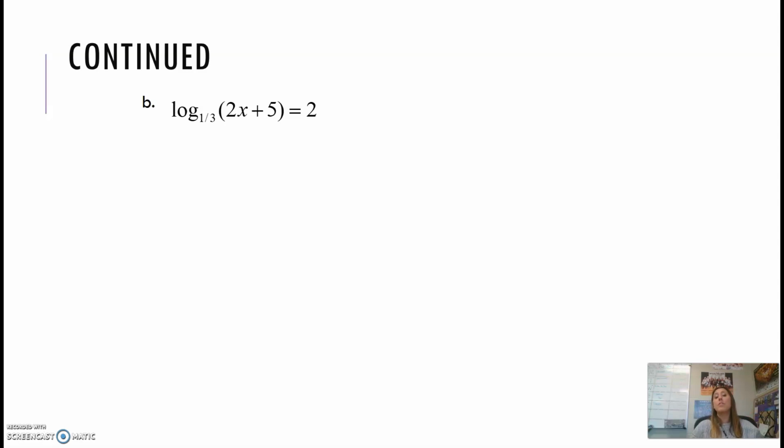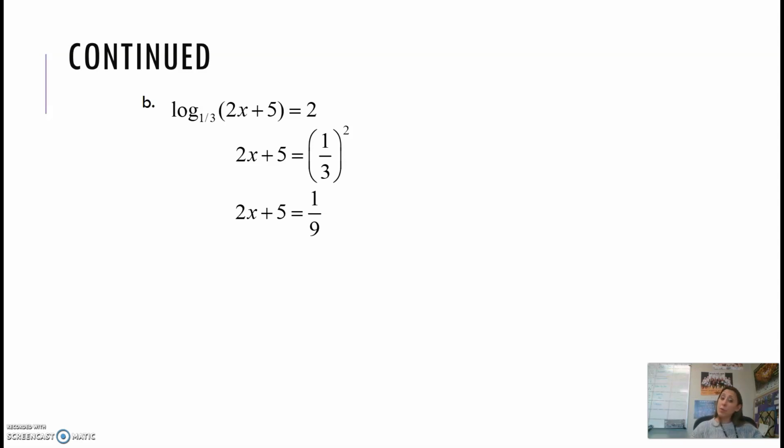So then if we have log base 1/3 of 2x plus 5 is equal to 2, we're going to rewrite it as an exponential. Now this doesn't look too hard to solve. This looks like something we can solve. I know how to find 1/3 squared based on the last unit we just did. So then we end up with 2x plus 5 is equal to 1 over 9.